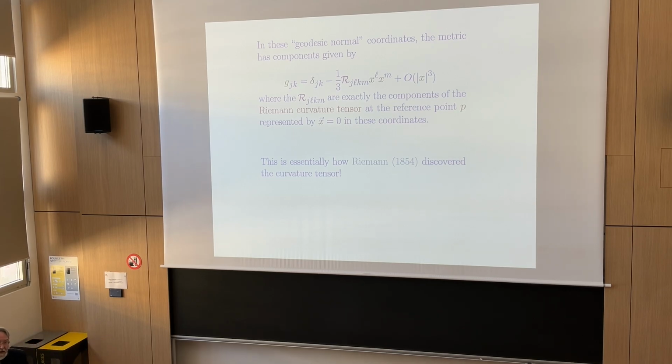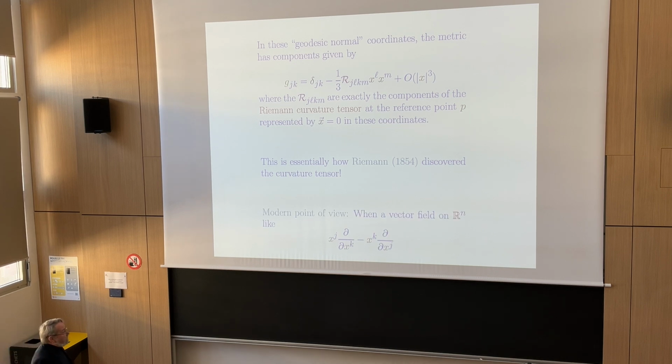He first defined what we now call a Riemannian manifold, and then asked, how can you change coordinates in order to simplify the local form of the metric to the greatest degree? And he didn't do it in terms of the exponential map, but he arrived at exactly this same conclusion.